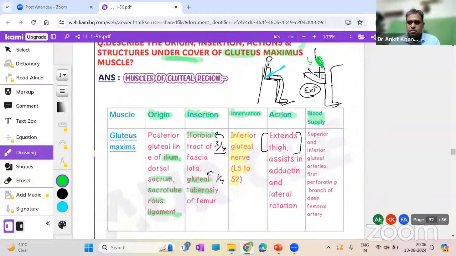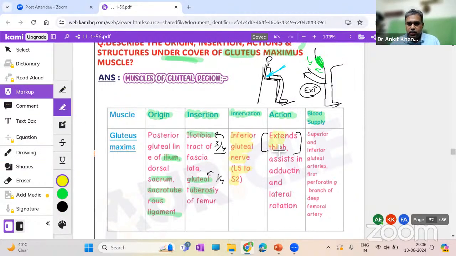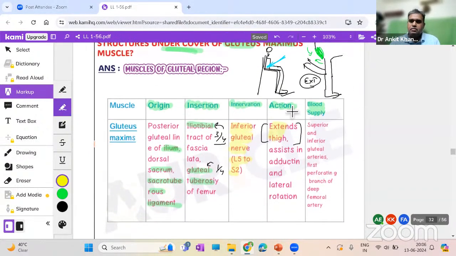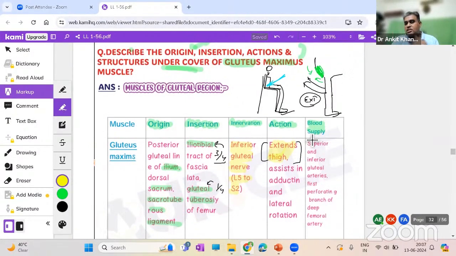So when this muscle contracts, it pulls the lower limb posteriorly. That is why the main action is extension of the thigh, and it assists in adduction and lateral rotation as well. It is an assist, but remember, the major action is extension of the thigh. Then blood supply comes from the superior and inferior gluteal arteries. This muscle is important, so I discuss it in a bit of detail to understand the action.